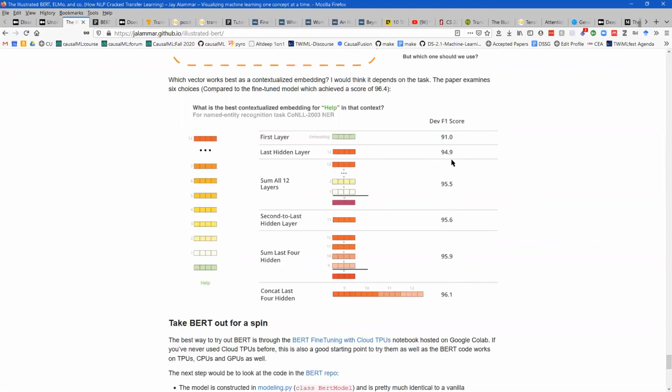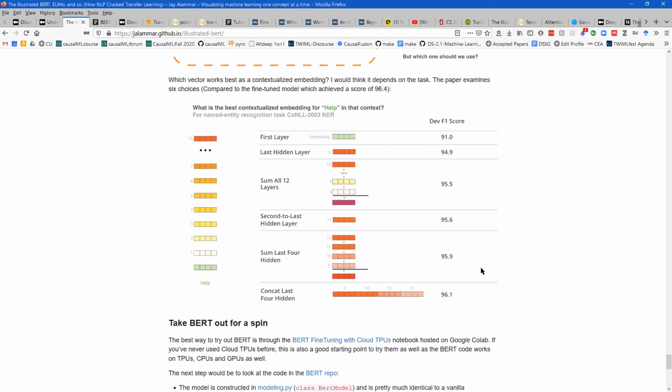if you just use the last hidden layer, that's a good score, certainly better than just using the input word embedding itself. But if you sum all 12 layers, you get a big improvement over just using the last one. But this is interesting, if you just use the second to the last layer, you get even better than if you sum all 12. That's not clear why. And then if you sum just the last 4, you get an even better score. And if you concatenate the last 4, you get an even better score.